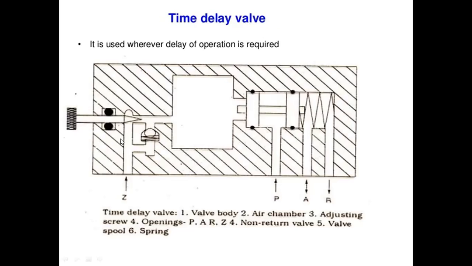See, in this diagram of the time delay valve, first is the valve body. Second, the air chamber. Third, the adjusting screw. Then the openings, the non-return valve, and the valve spool. Sorry, this is the non-return valve and this is the spring.